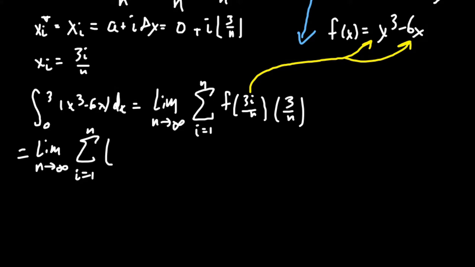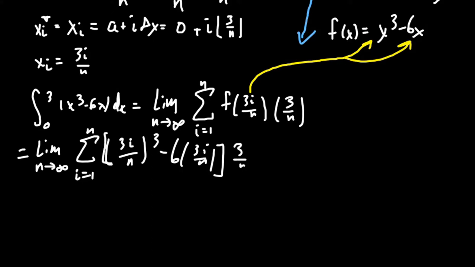All right, so when we plug the 3i over n in, we're going to get 3i over n cubed minus 6 times 3i over n. This is our f of xi right here. And then we have this 3 over n for the delta x right there. Apply the power of the 3 right here and multiply by the 6. Doing so, we still get the limit as n goes to infinity.